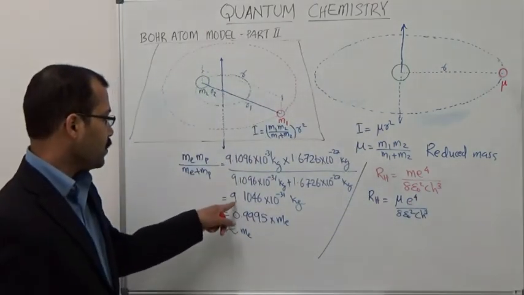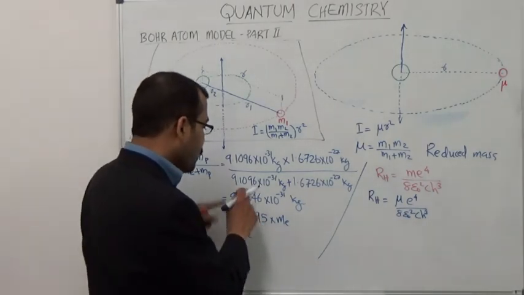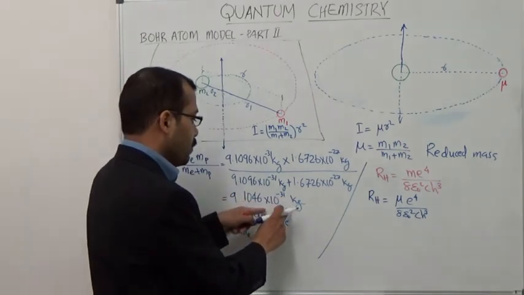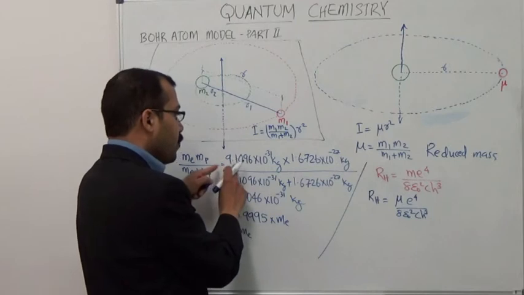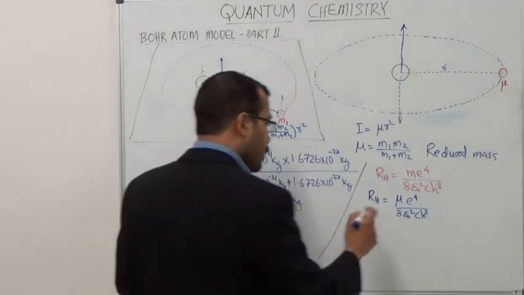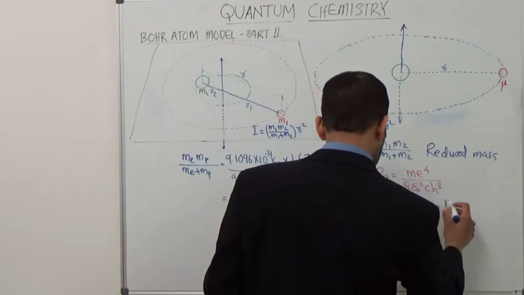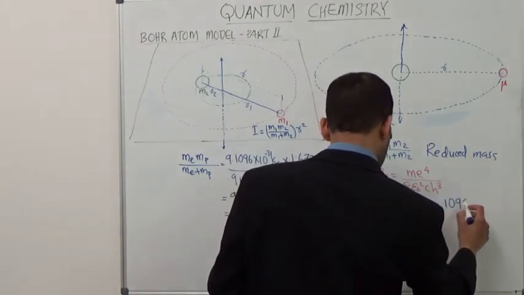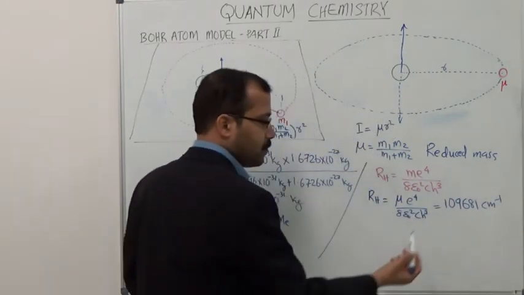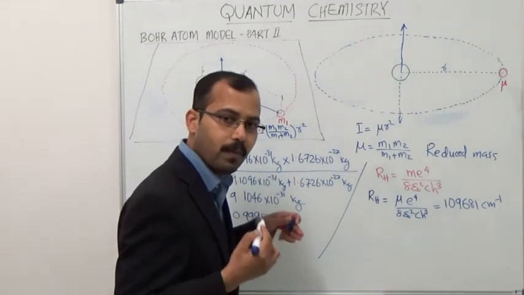Mu, we already know what is the value of mu of the proton-electron system, and if we are substituting this value 9.1046 times 10 raised to minus 31 kilogram instead of 9.1096 times 10 raised to minus 31 kilogram, we get a better value for the Rydberg constant, which is equal to 109,681 centimeter inverse. This is a new value of the Rydberg constant calculated using the reduced mass concept.